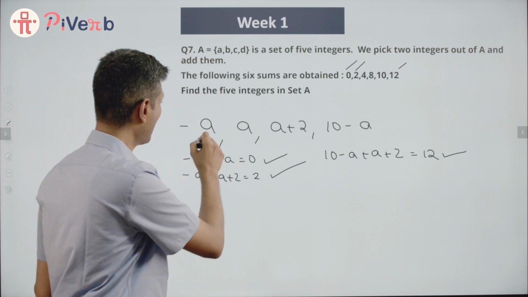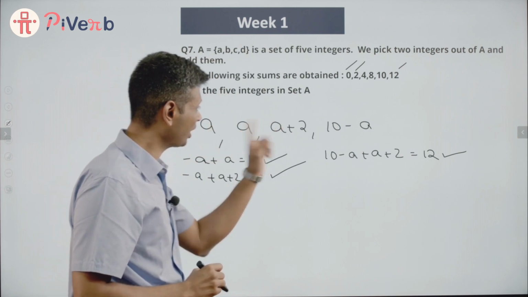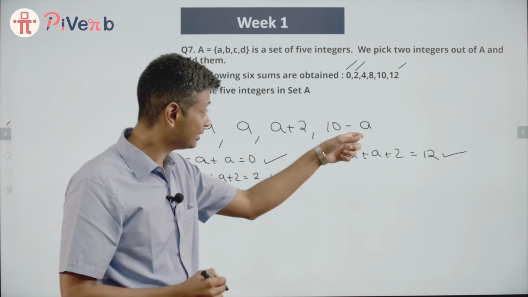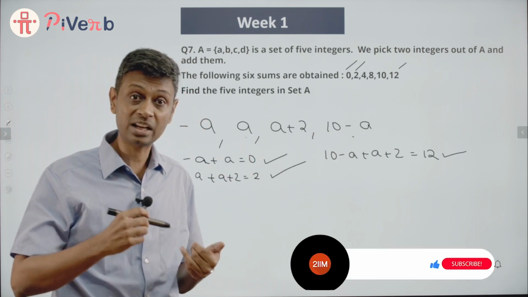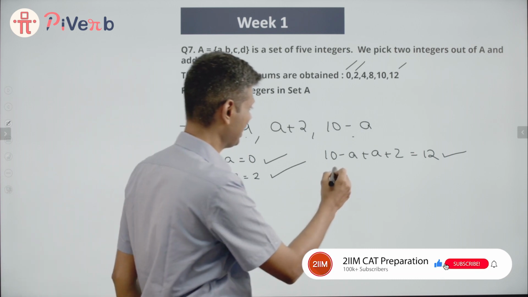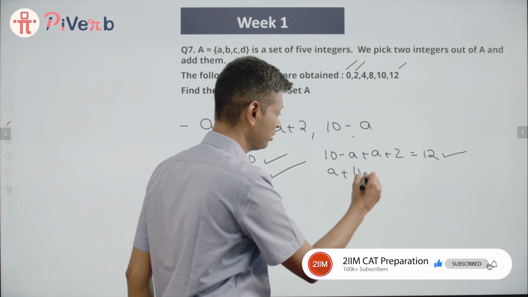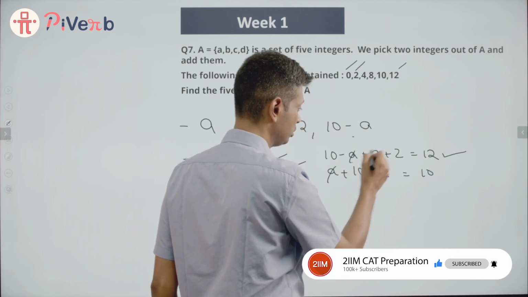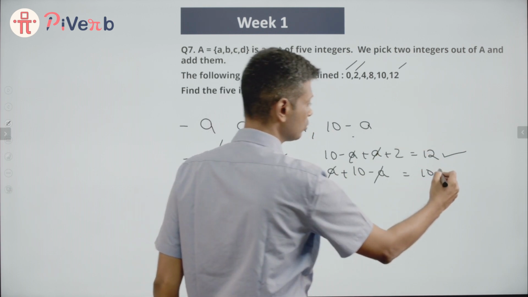Think about it. These two add up to give the smallest. These two add up to give the second smallest. These two add up to give the largest. This and this will be the second largest. Let me find that also. A plus 10 minus A is 10. Yeah, A minus A is 0. These two 0, 10 remains. This also I've got.